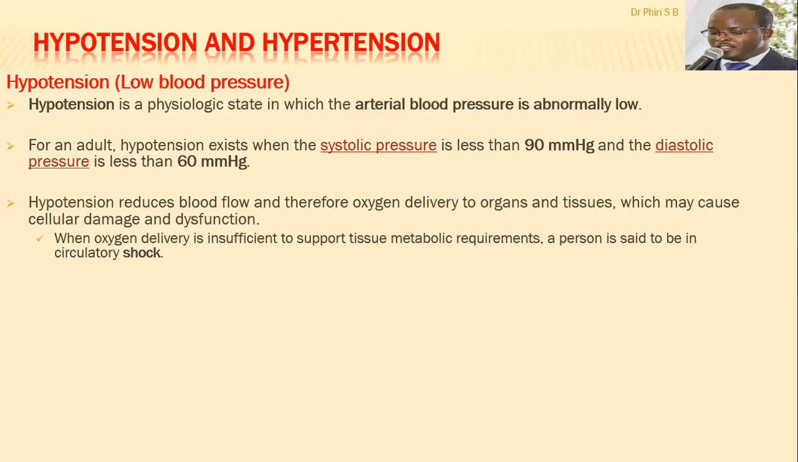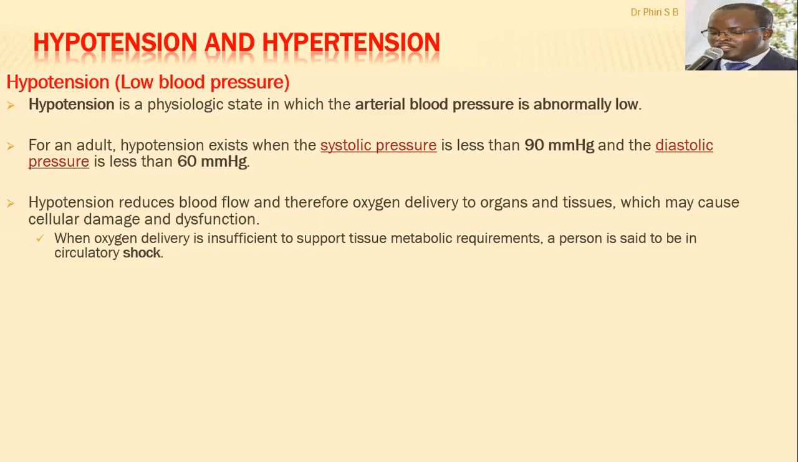So if you have hypotension, then the mean arterial blood pressure is going to reduce, and then the perfusion to the tissues is also going to reduce. Then the delivery of oxygen and other nutrients will also decrease. That will result in cellular damage and dysfunction as a result of hypoxia. Maybe you have necrosis that will start developing within the tissues.